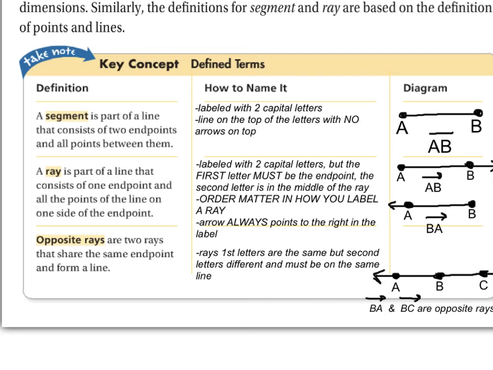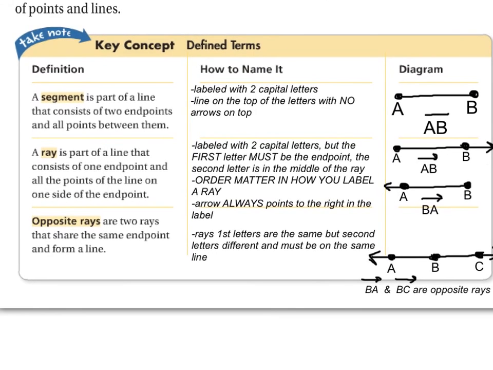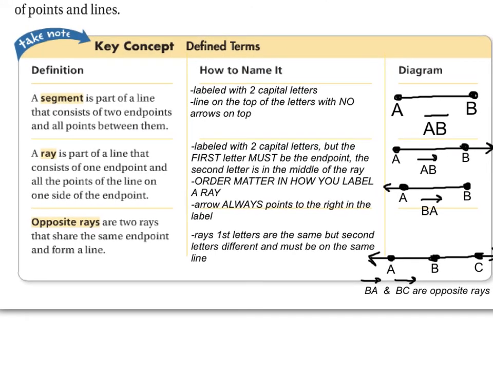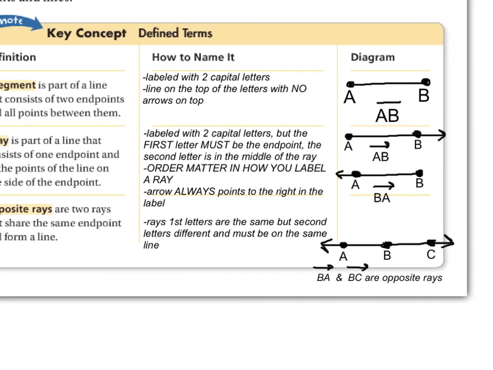Then the third defined term that we're going to talk about is opposite rays. Opposite rays are 2 rays that share the same endpoint and form a line. In other words, they share the same middle and they go opposite directions. So, as you look here, the rays' first letters are the same, but the second letters are different, and they must be on the same line.